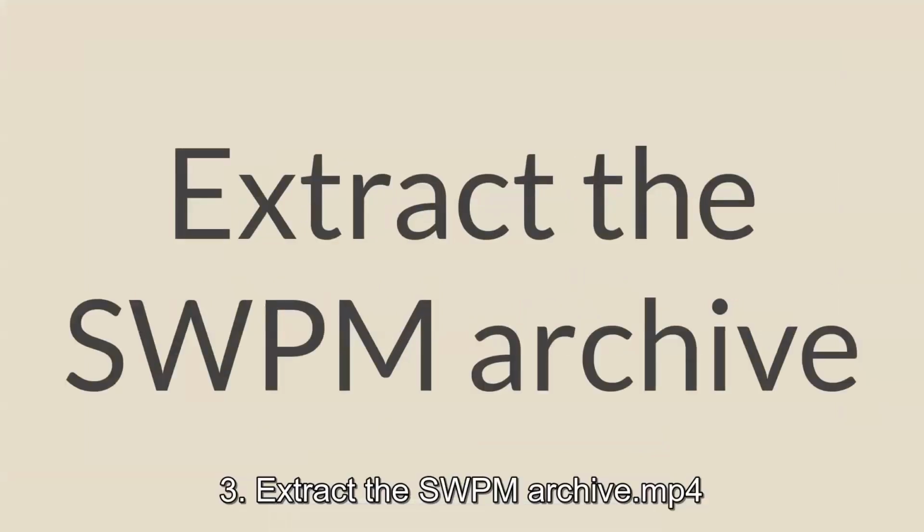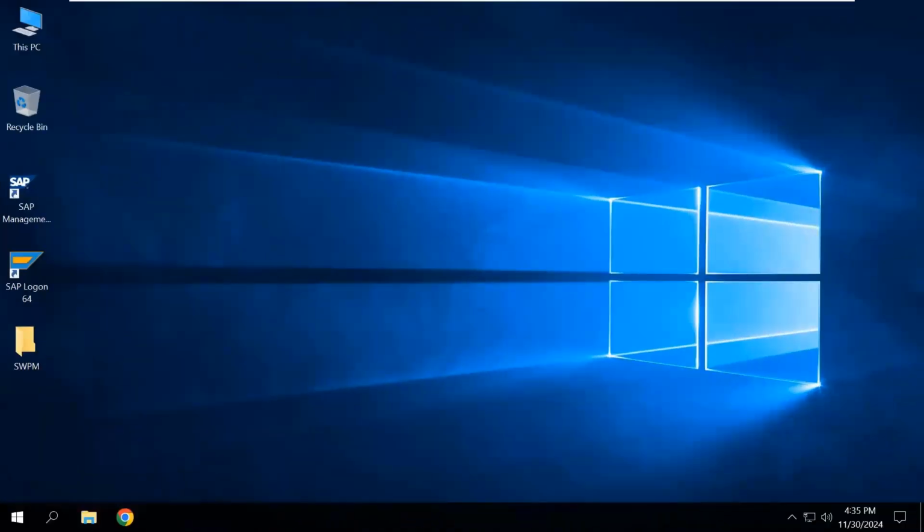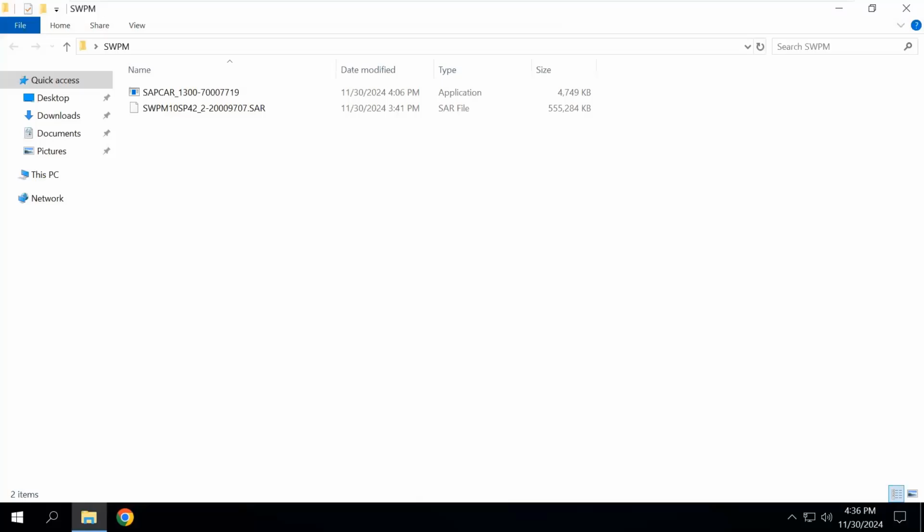Now, how to extract the SWPM SAR? On the desktop, I created one folder, the SWPM folder. Double click that folder. In that folder, I copied the SAPCAR file and the swpm.sar file. Now in this folder only, I want to extract the swpm.sar file. So on top, click with the mouse there, type CMD, and press the enter key. Command prompt will open.